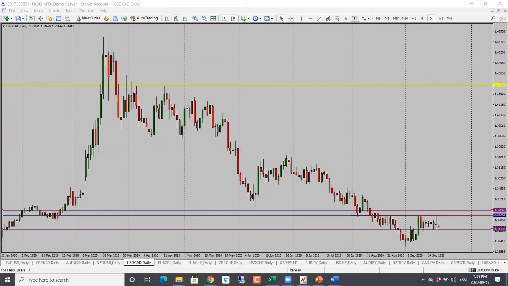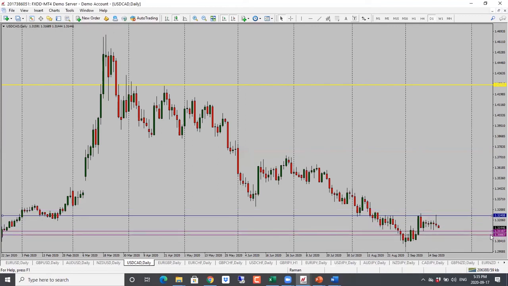And now, as we can see, we have a bearish pin bar. So looking for dollar CAD to drop here. In terms of the target here, the first target is 1.3120, and then below that, we are looking at 1.3080. So bearish bias for dollar CAD.